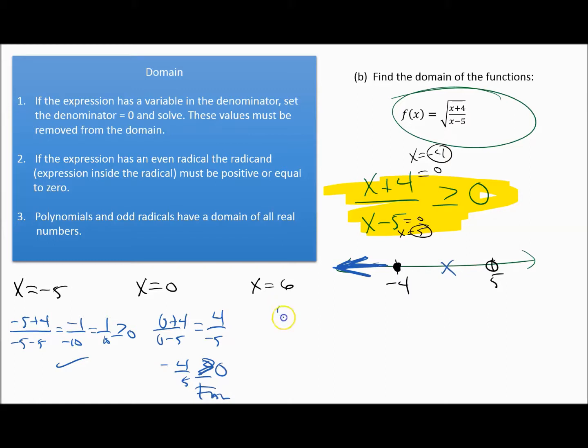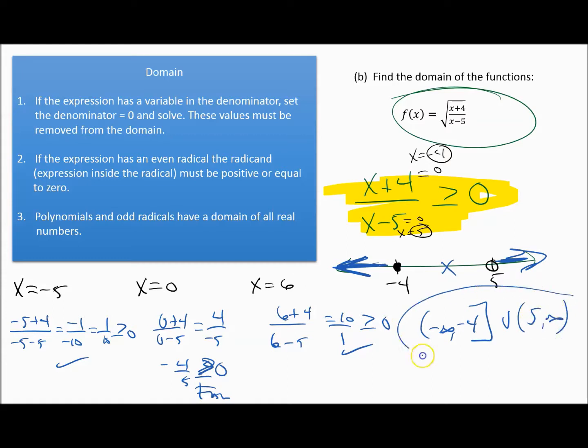In the last one, I have 6 plus 4 over 6 minus 5. That's 10 over 1. Is 10 over 1 greater than or equal to 0? It's true, so I shade that in. So my answer is -infinity to -4 with a bracket, union, parentheses 5 to infinity.